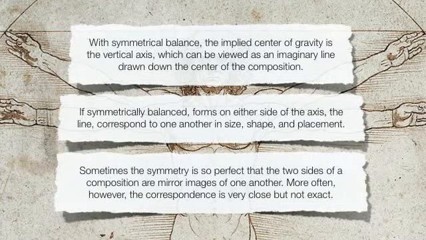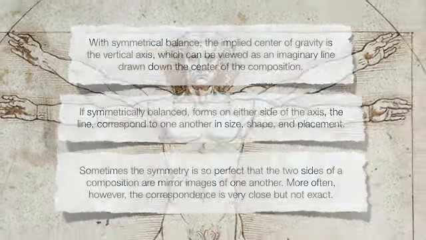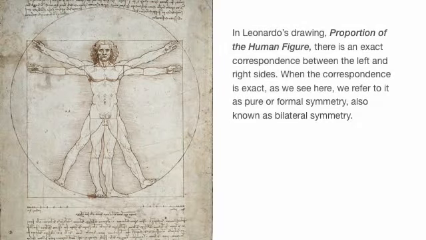More often, however, the correspondence is very close but not exact. In Leonardo's drawing Proportion of the Human Figure, there is an exact correspondence between the left and right sides. When the correspondence is exact, as we see here, we refer to it as pure or formal symmetry, also known as bilateral symmetry.